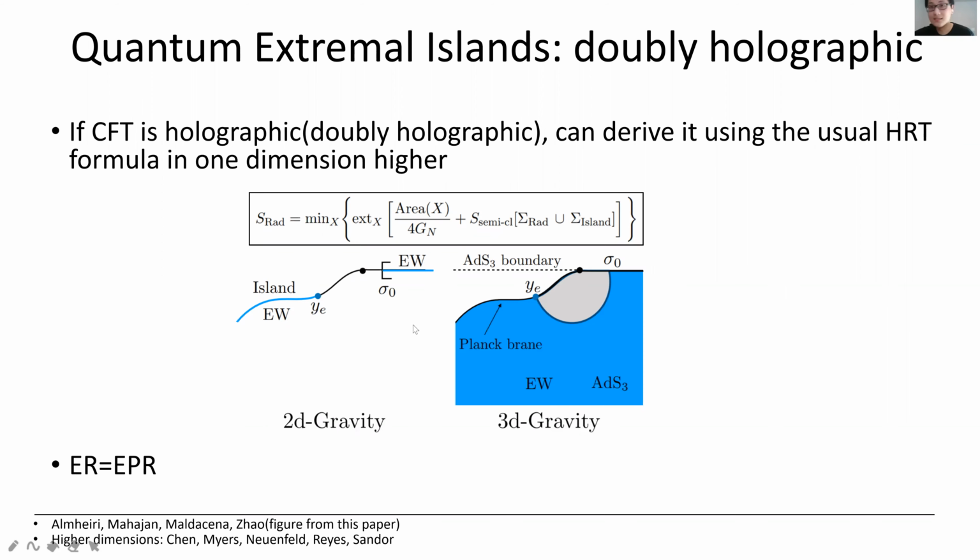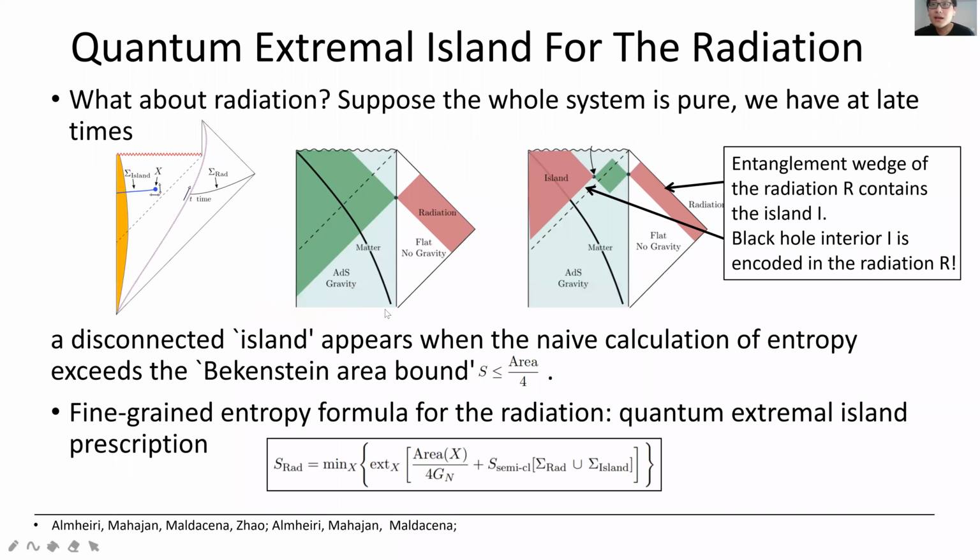Let's see how to say this. So remember, there is a setup like this. For simplicity, let me just focus on 2 dimensions. You can have extra dimensions, but suppose I have these 2 dimensions. If this CFT system is itself holographic, then I have an extra radial direction coming out of the page.